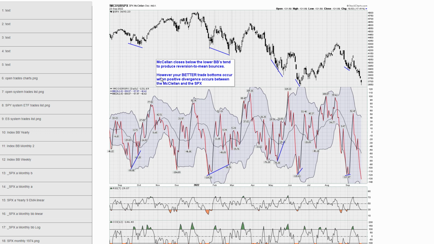But your better trade bottoms occur when you have a positive divergence between the McClellan and the S&P. Just like here, it wasn't a huge bounce. It lasted about a week, but just like here, you had a divergence here, here, here. We have no divergence here whatsoever. So that more suggests that any bounce we get here is likely just some sort of bounce. The better trade low will be when this sets up a divergence. It doesn't have to do that, but it's something to watch for.